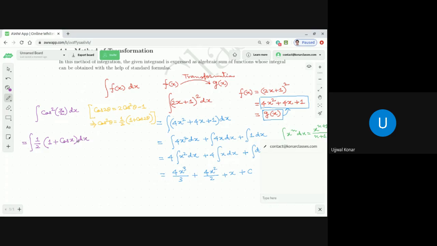Correct or not? So what was our fx? Our fx was cos square x by 2. And we transform it to gx. What is our gx? Gx is 1 by 2 into 1 plus cos x. That is the transformation we have done.